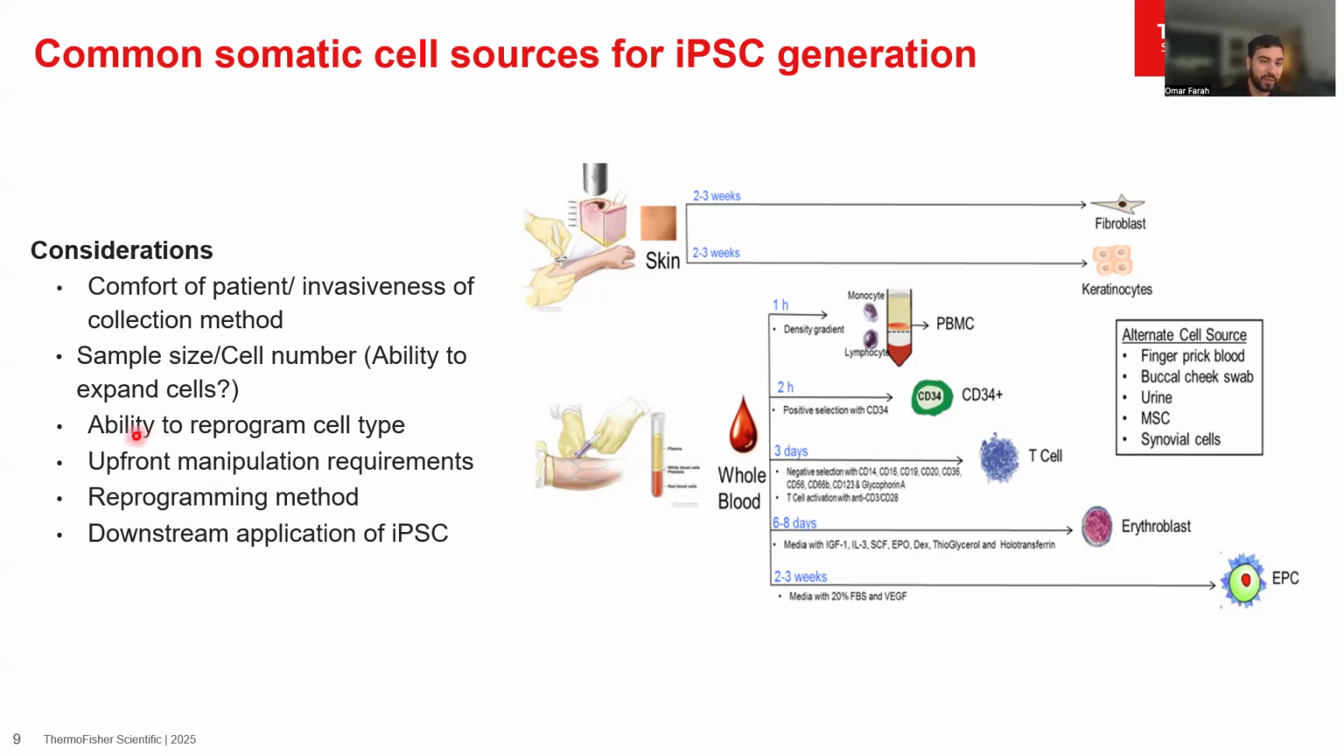The other consideration, which maybe should have been at the top, really, is the ability of these cells to reprogram, right? For the most part, most proliferative cells tend to reprogram well, but there are certain cell types that don't reprogram as efficiently. One very clear example of this is erythrocytes from your blood, your red blood cells. They're non-nucleated. They don't reprogram very well, right?